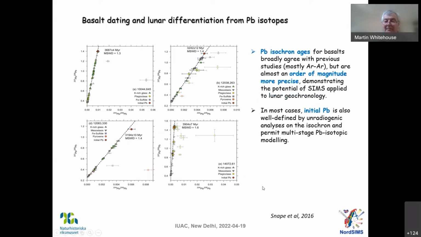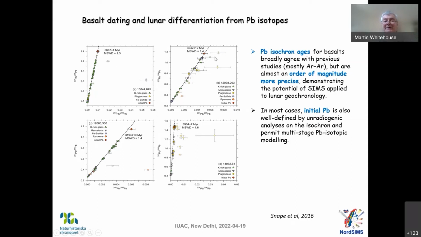This is from a paper by my former postdoc, Josh Snape, together with Sasha Nemchin, who many of you probably know. And you can see that here's an Apollo 11 sample. We generated an age of 3687 plus or minus 4 million years. So these are rather precise. These points are obviously the ones we leave off. They're trending towards common lead.